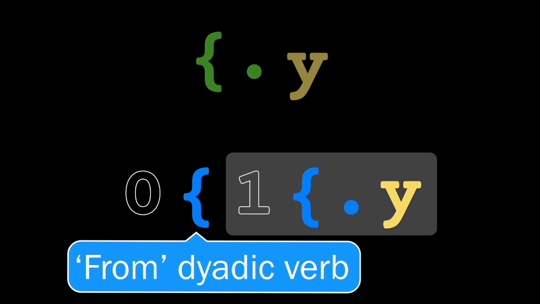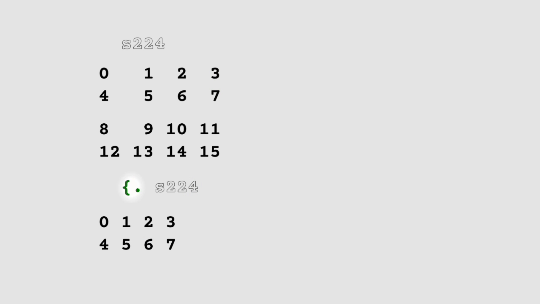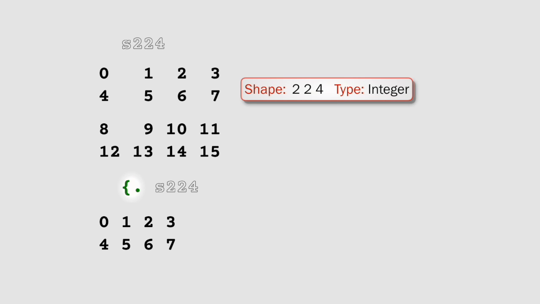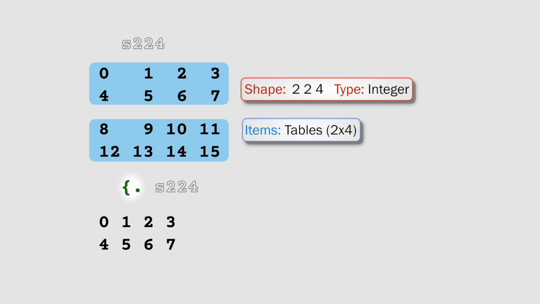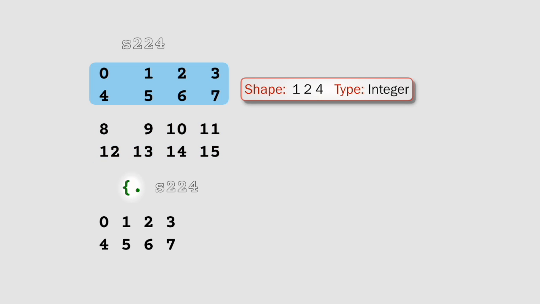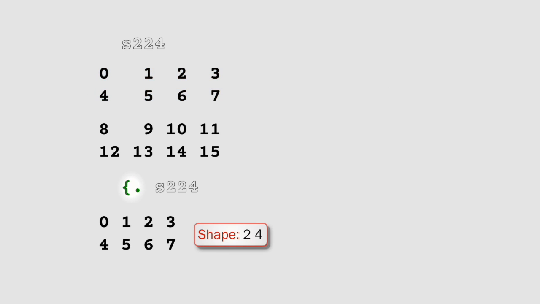Let's take a look at some examples. I'm going to start with a rank 3 array. This one's shape is 2 2 4. It's comprised of 2 items, which are 2x4 tables. Head's going to take that first step of taking that first item and making it into a one-item list. So its shape is going to change to 1 2 4, and then I'm going to take the first item of that, and that shape will be 2 4. So that's the process that head's going to go through.